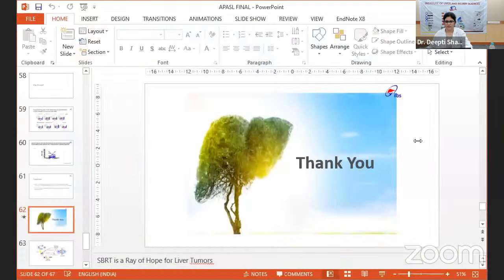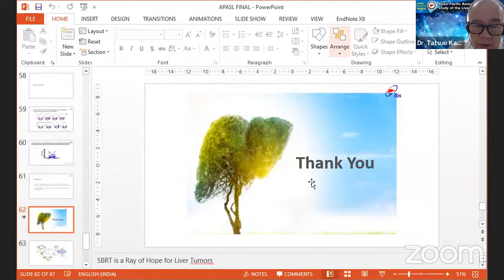Thank you, Dr. Sharma, for the talk on radiation therapy in HCC management with or without tumor PVT. And thank you, a nice presentation and an interesting case.